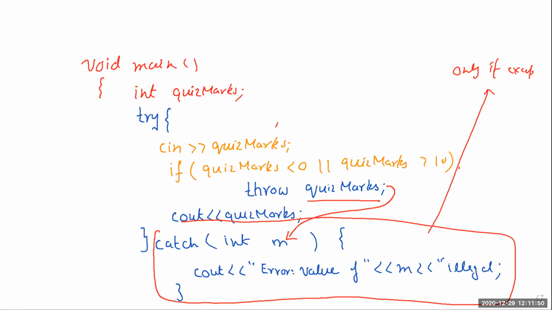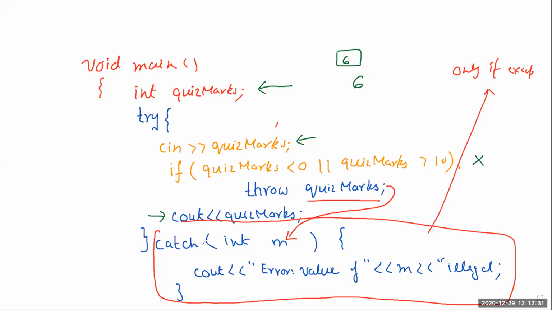Now let's first assume that the user enters something legal. I'll go line by line, so don't worry. In the first line, we say int quiz marks, we are just reserving 4 bytes. Then we say enter quiz marks. Suppose the user enters a value 6. So this line is executed. Then we check if quiz marks are less than 0 or quiz marks are greater than 10. No, they are not less than 0 because they are 6. They are not greater than 10 because they are 6. So this if condition is false. It means this throw will not be executed. You say cout quiz marks, so on the screen, you see 6 is printed.